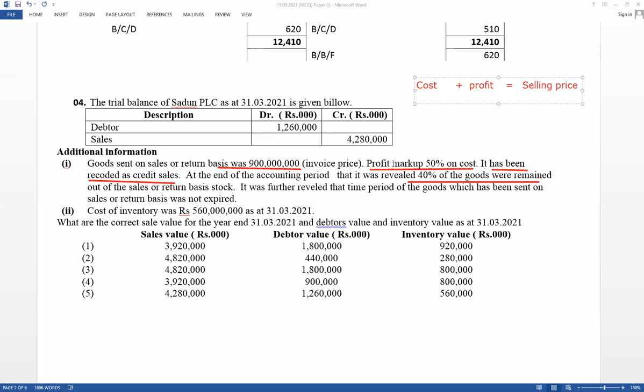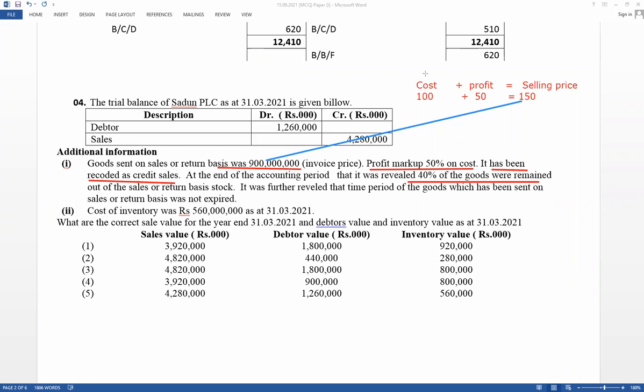Given profit markup of 50% on cost. On cost 50%. If cost value is 100, profit equals 50. Therefore, selling price equals 150. Now, the selling price we know: selling price equals 900,000. Therefore, 900,000 divided by 150. Think, selling price equals 150 in this example. The selling price has been given. Therefore, 900,000 divided by 150 into 100, the cost value can be calculated. That is the cost value of goods sent on sales or return basis.